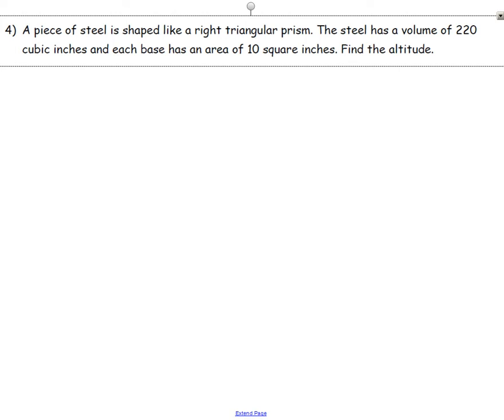Alright, number 4. A piece of steel is shaped like a right triangular prism. So again, we can start by drawing our shape. We have a right triangle and another right triangle, and we connect our corners. So there's our piece of steel.